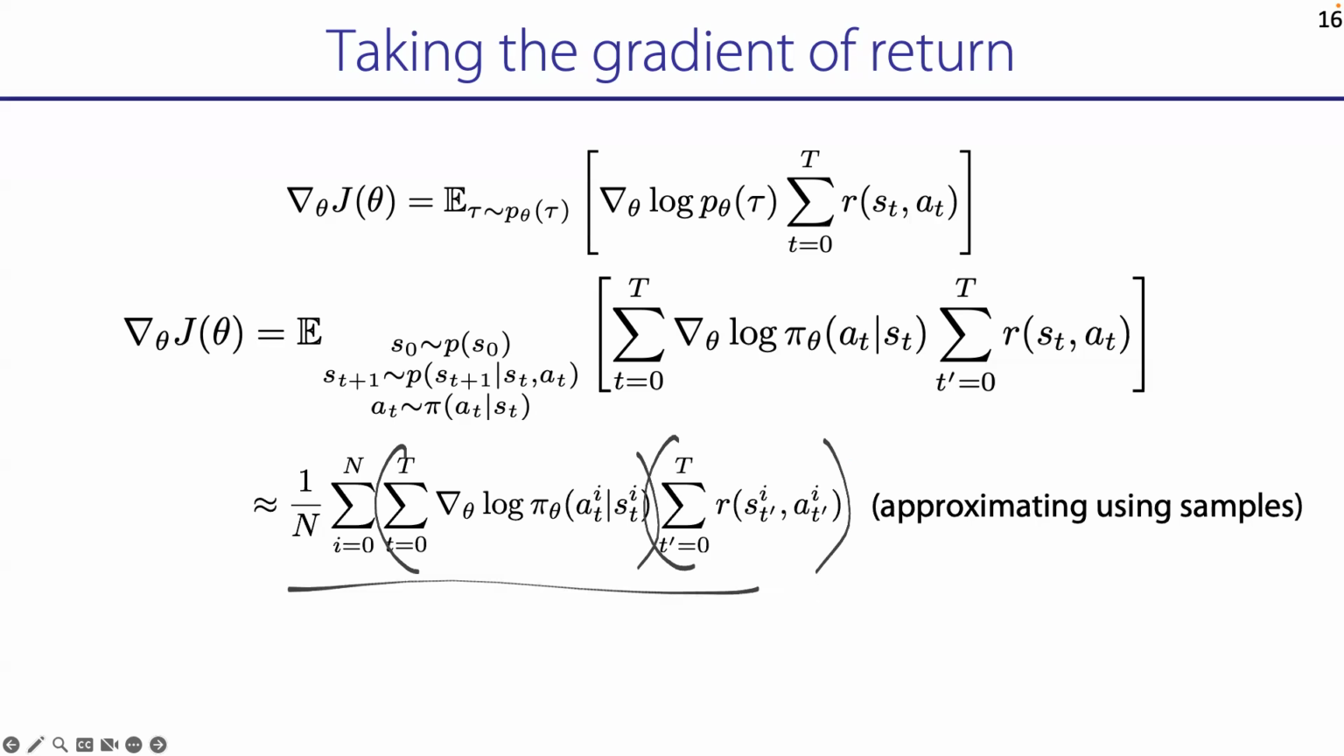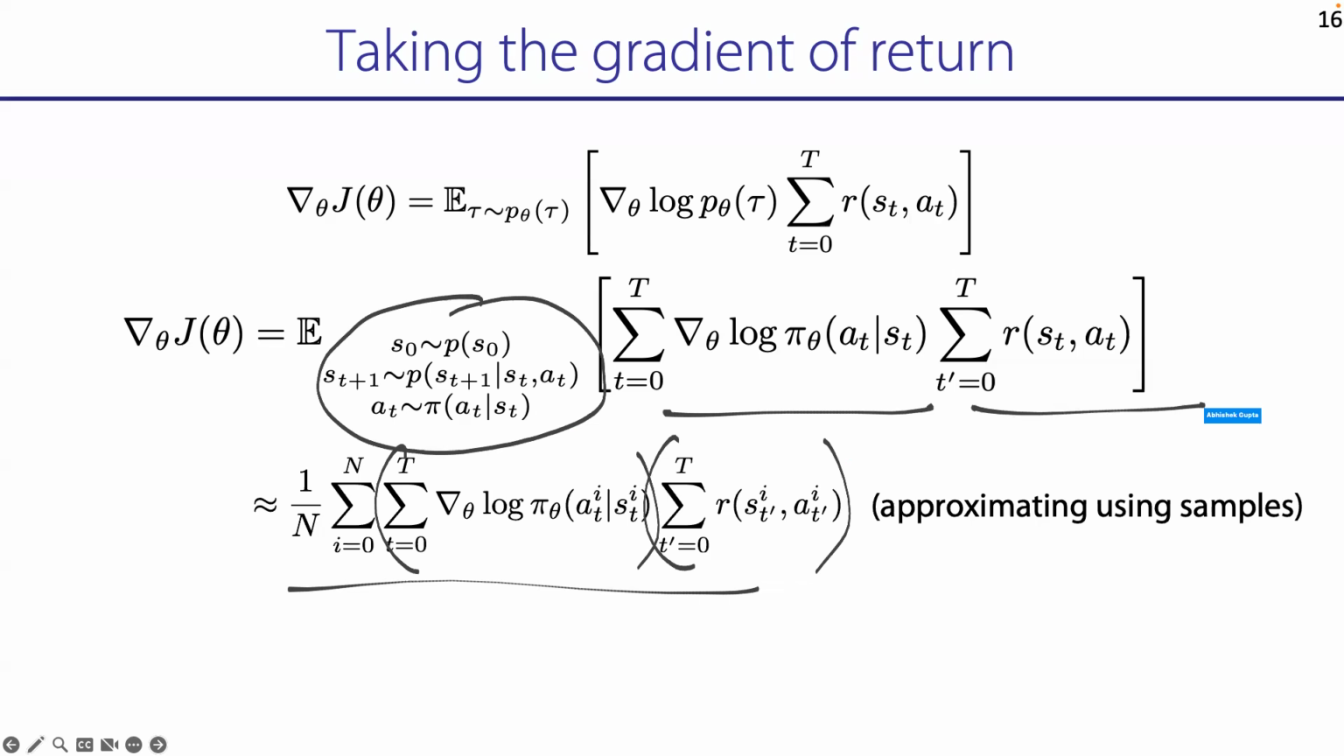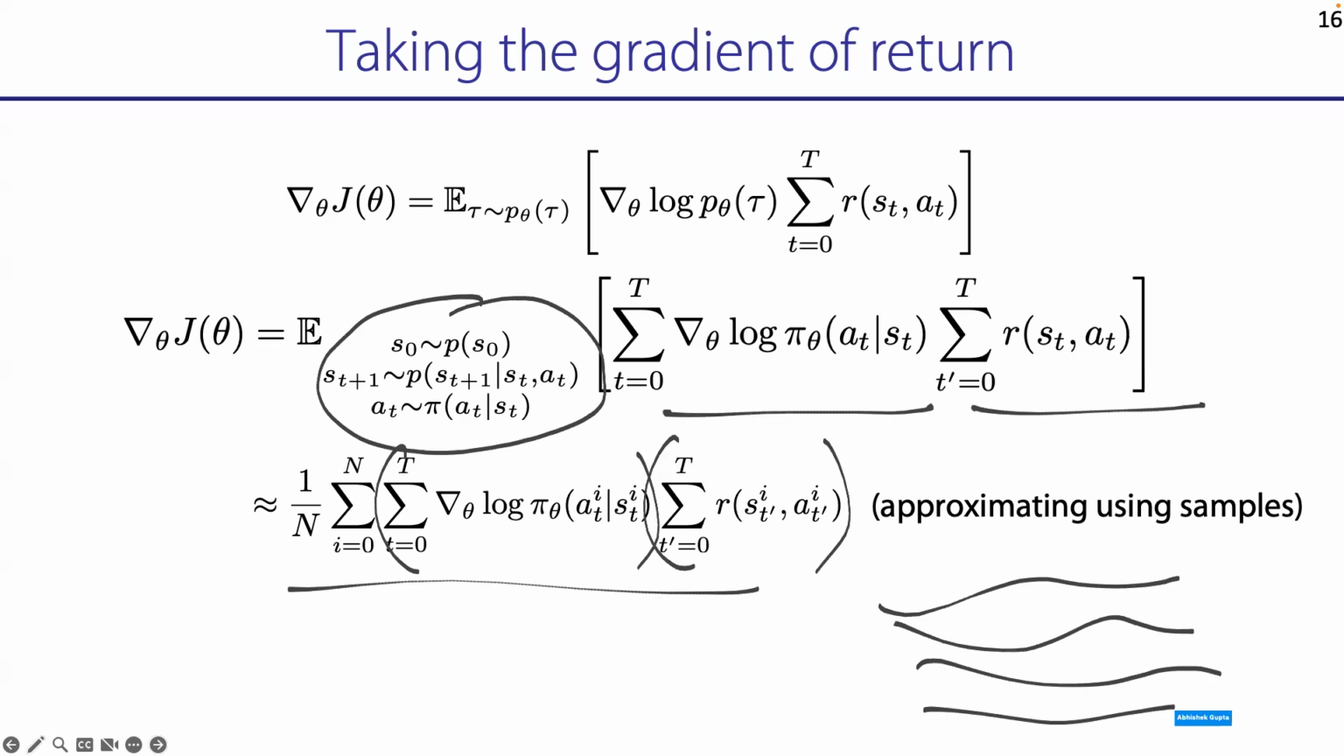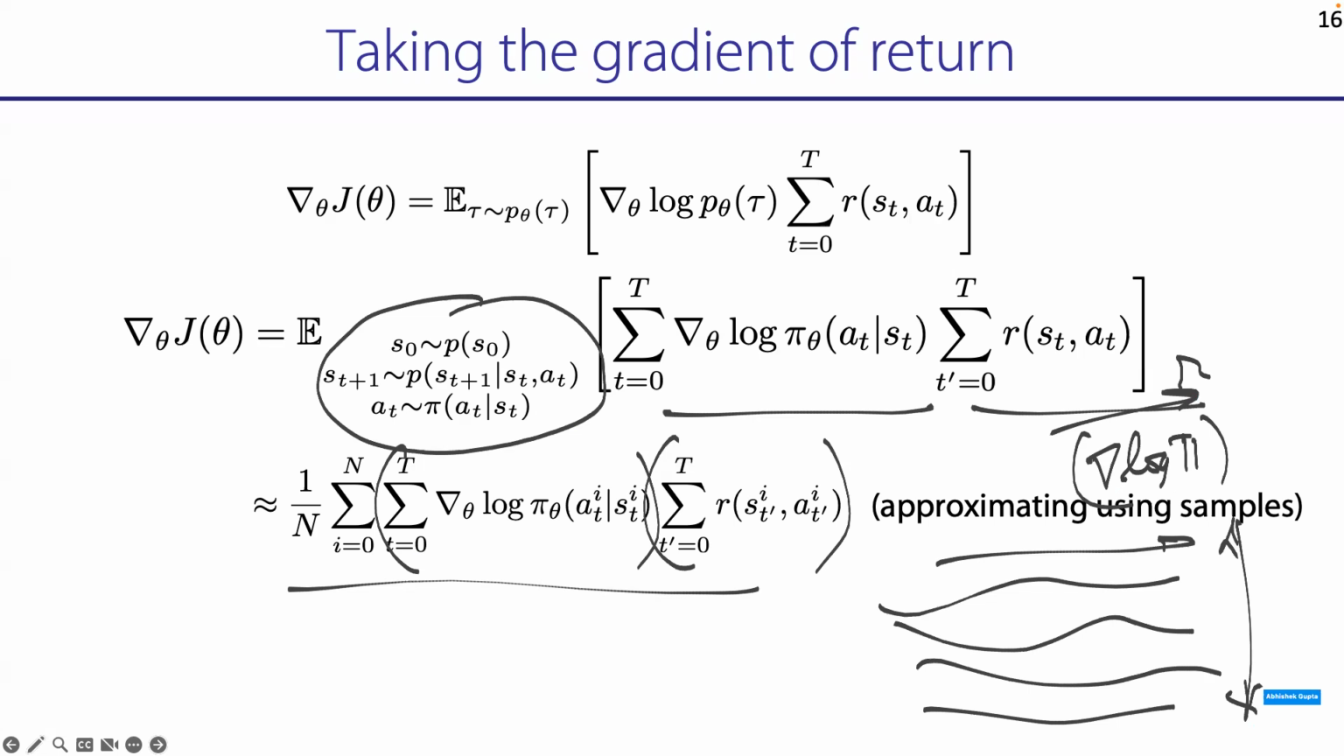But the important thing is, first, I have to draw trajectories from my current policy. Second, I have to sum up grad log pi's along a trajectory. I have to sum up rewards along a trajectory. I have to multiply them, and then I have to average them. So you can think of it as, I drew many trajectories. For each of the trajectories, I summed up grad log pi, and I also summed up r. I multiplied those together, and then I averaged them over all the trajectories. And that gives us policy gradient.